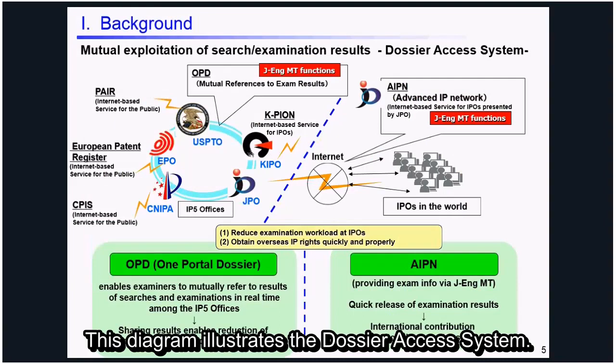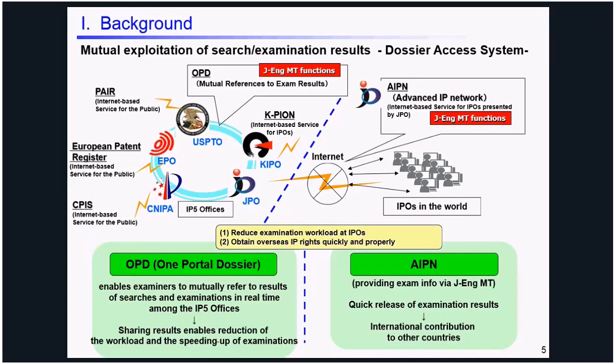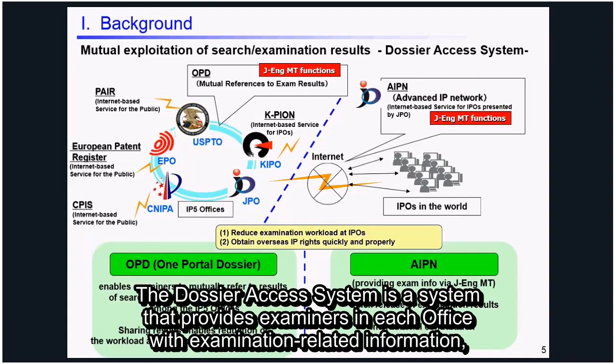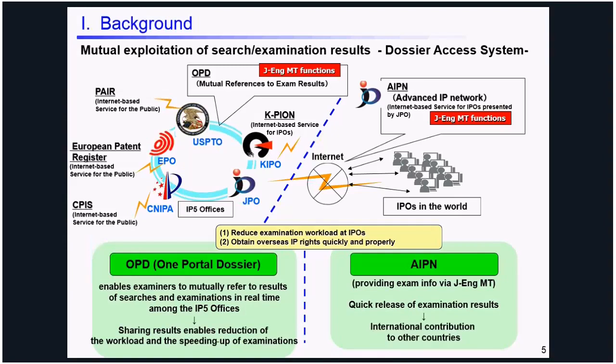This diagram illustrates the dossier access system. It is currently in operation as a tool contributing to work sharing internationally. The dossier access system is a system that provides examiners in each office with examination-related information such as exam results, references, office and applicant action documents.